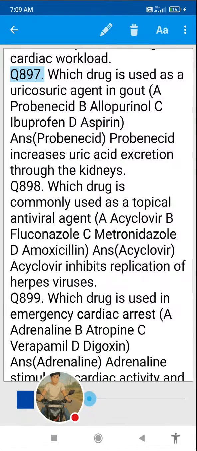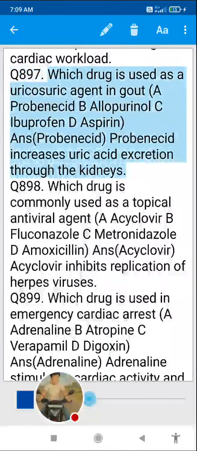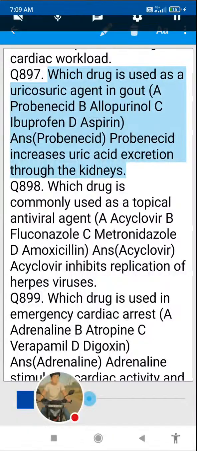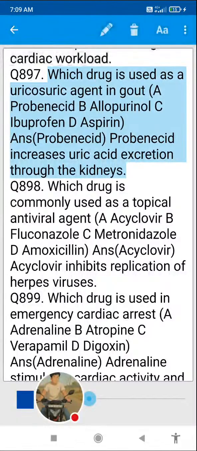Q897. Which drug is used as a uricosuric agent in gout? A. Probenecid. B. Allopurinol. C. Ibuprofen. D. Aspirin. Ans. Probenecid. Probenecid increases uric acid excretion through the kidneys.